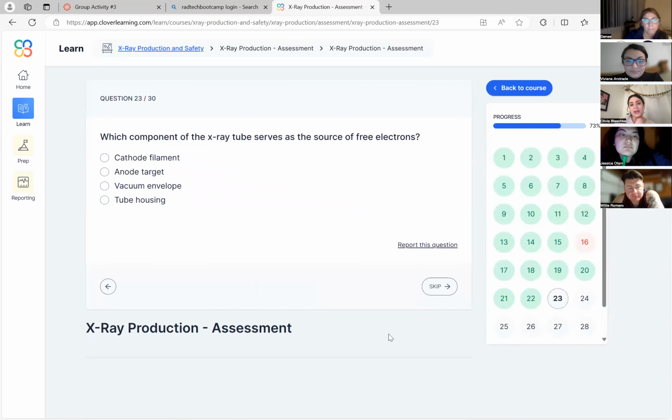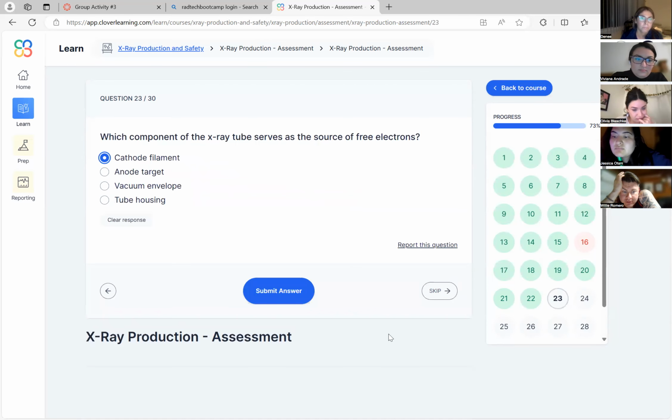All right, Willie, number 23, please. Which component of the X-ray tube serves as the source of free electrons? That is the cathode filament.